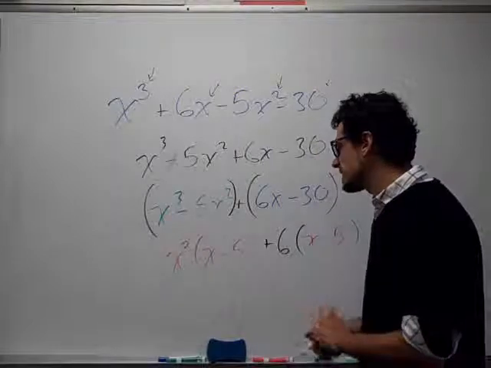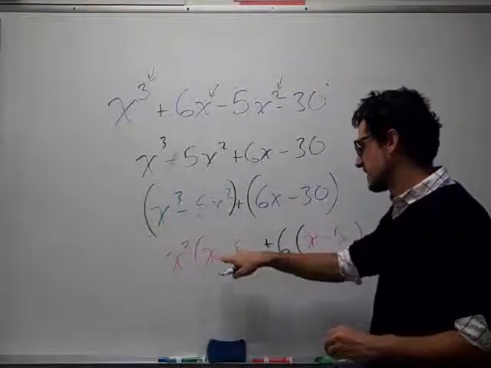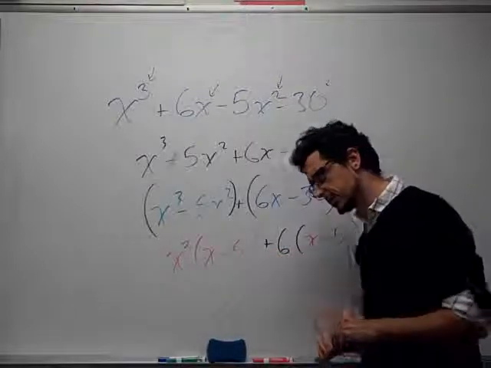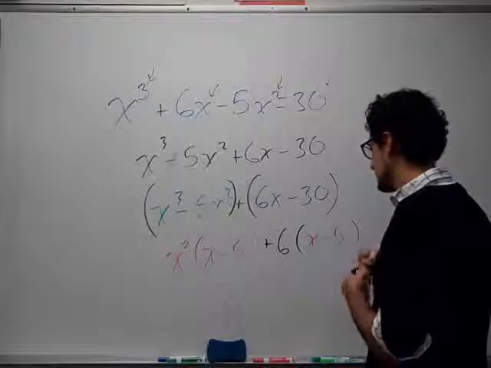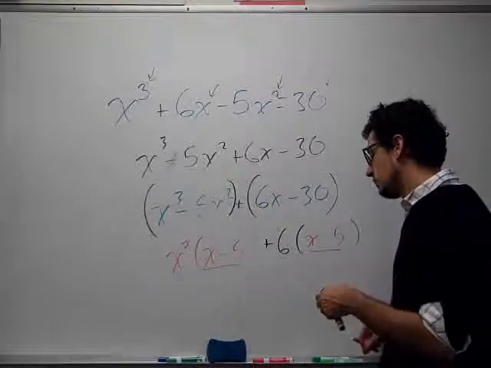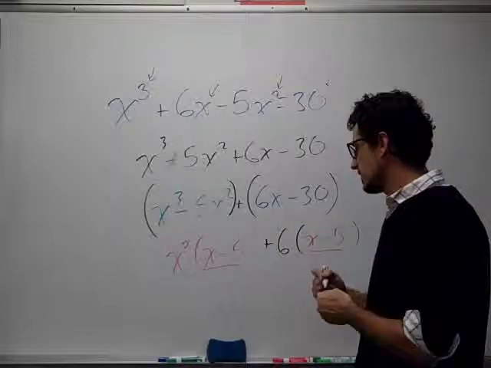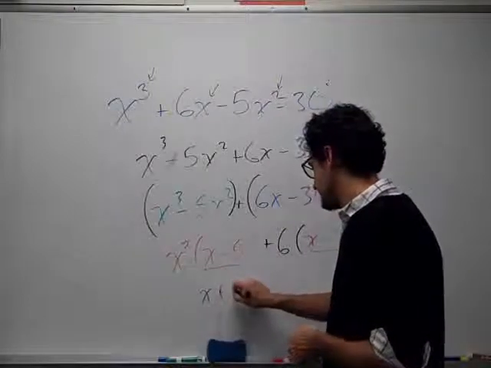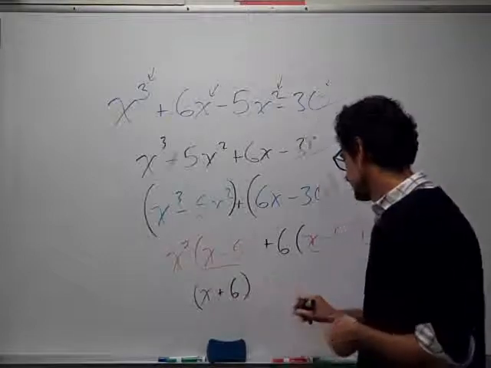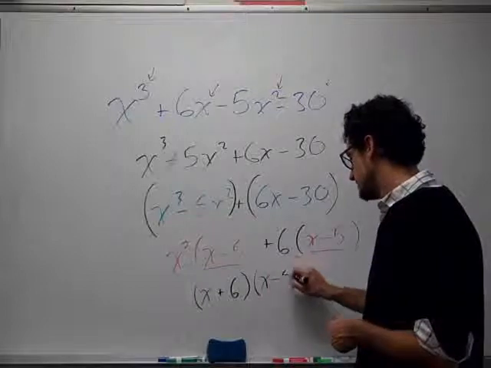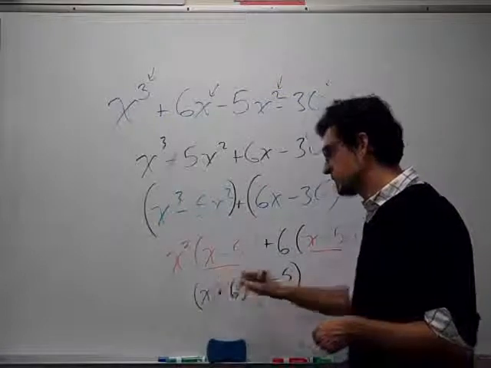So what I see now is x squared times x minus 5 plus 6 times x minus 5. I'm noticing a pattern here, that these are matching up. What I can actually do now is write it as x squared, which comes from here, plus 6, multiplying times x minus 5. And I forgot to put the square. I'm really sorry about that.